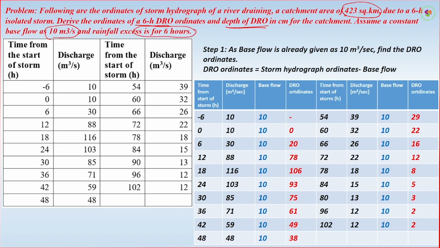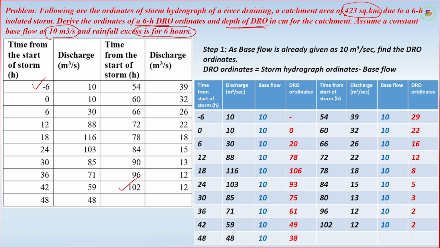Right? Now you see, time from the start and discharge he has given. So from almost minus 6 to how much? 102 hours. So how much time he has given? What are the ordinates? So what I have done? I have plotted the same thing. So time from the start, discharge, and he has given the base flow.